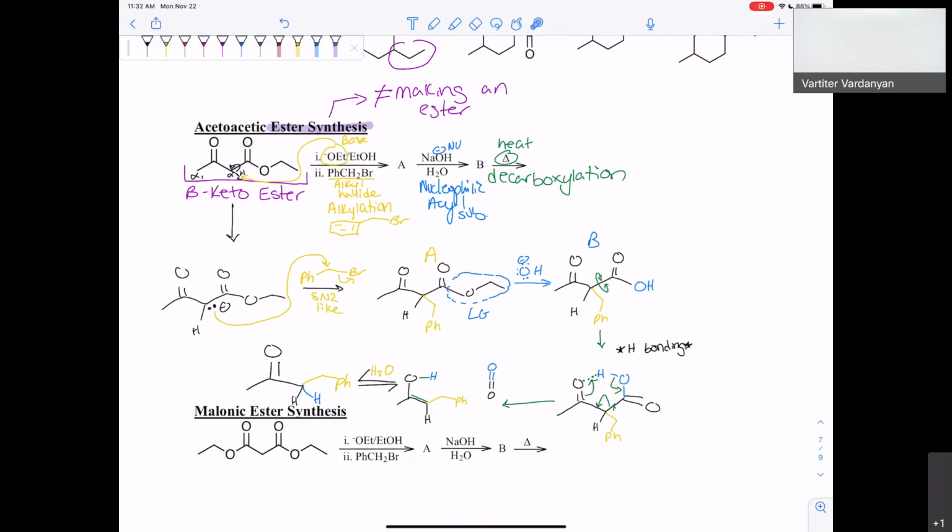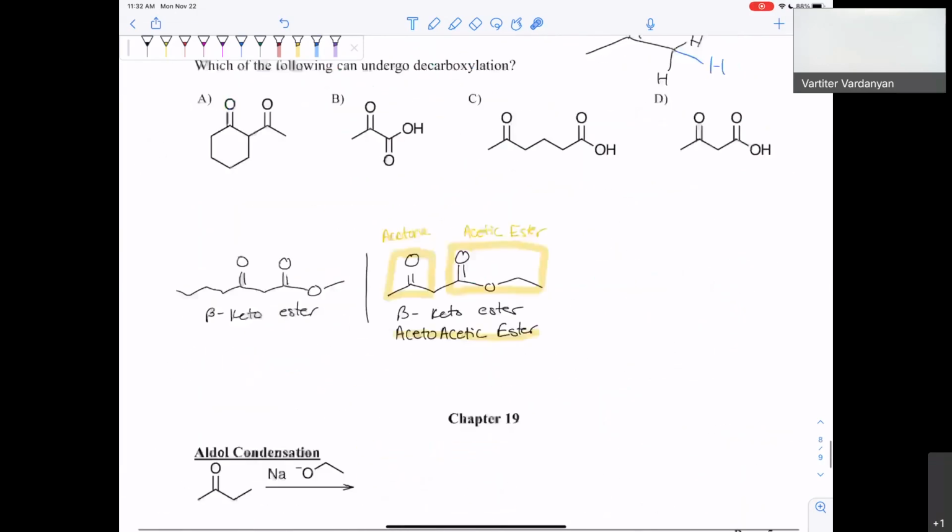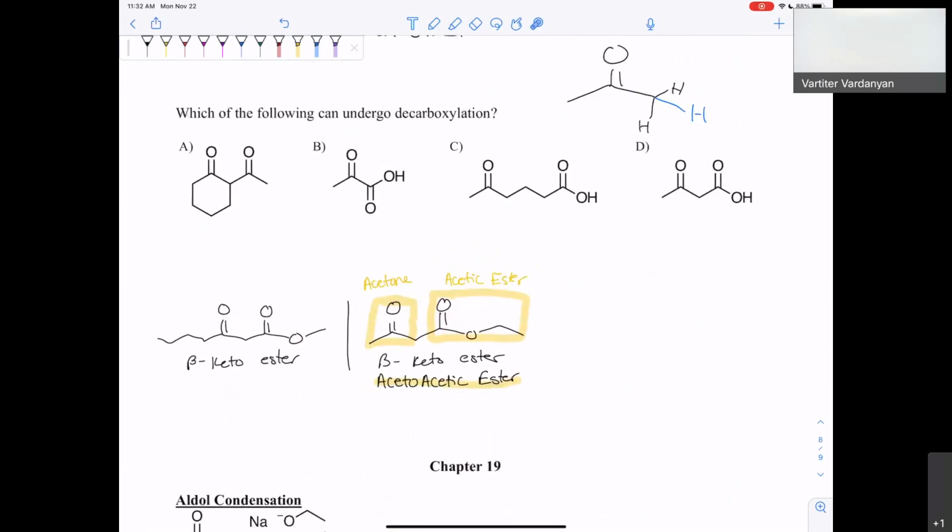Question? I think your hand's up. No, okay. Cool. So usually if he goes through the trouble of giving you all 3 of these steps, he's going to give you something that's going to work with it. But he will test you by giving you questions like this. He'll say, which of the following can undergo decarboxylation? D, cool. Why is it D and not A, B, or C?